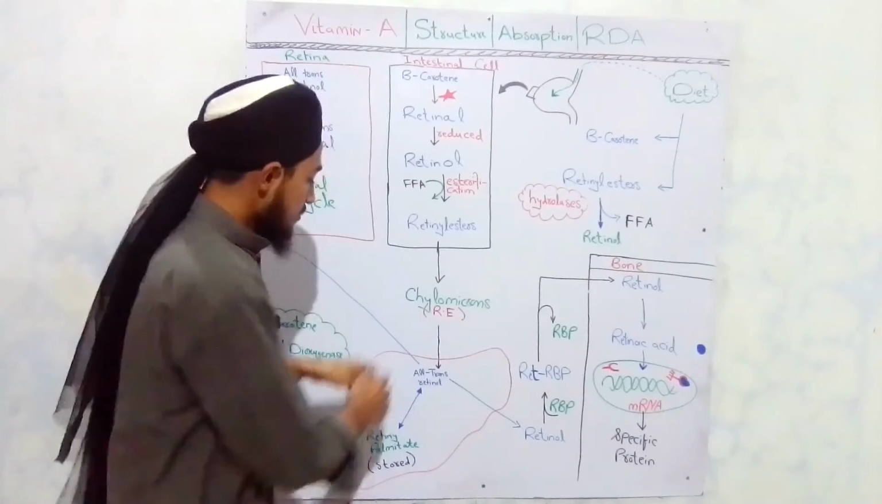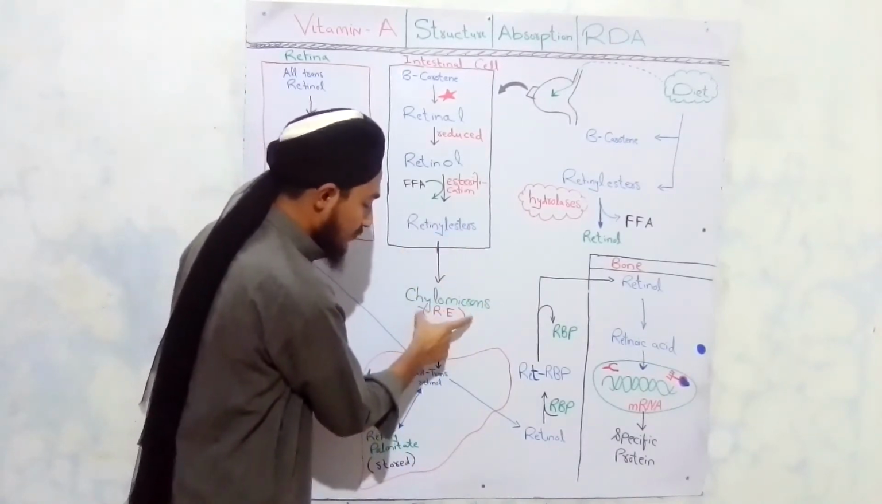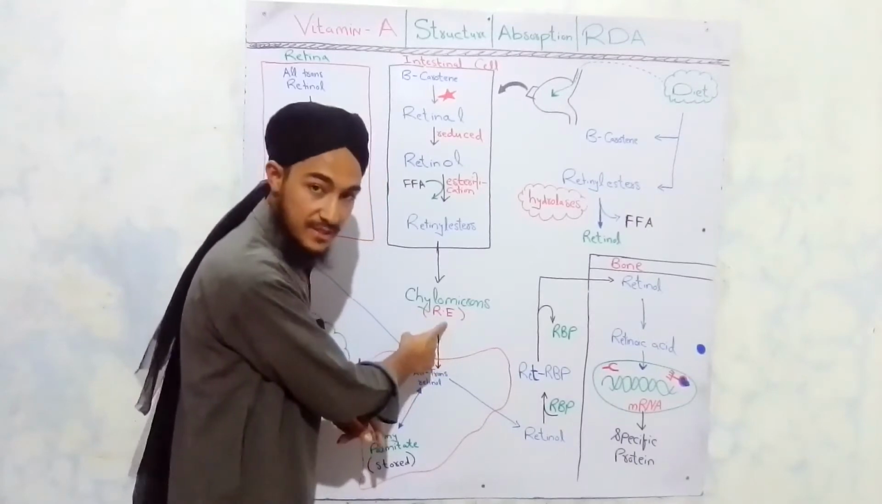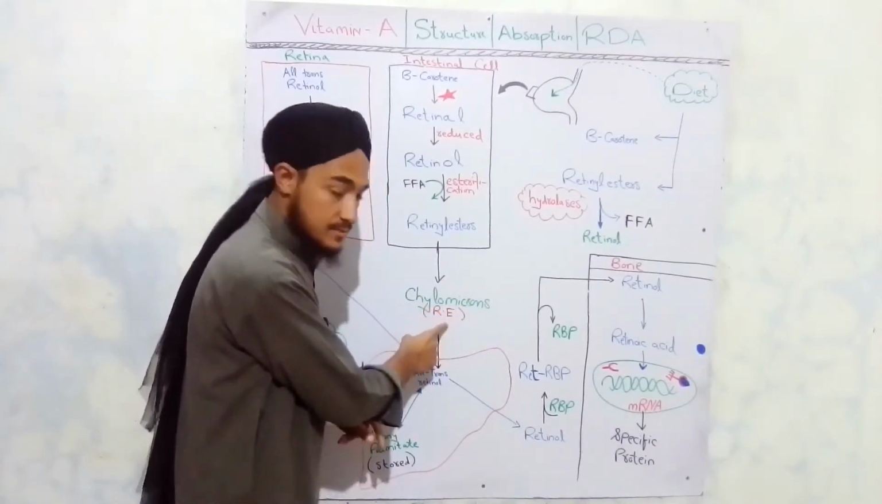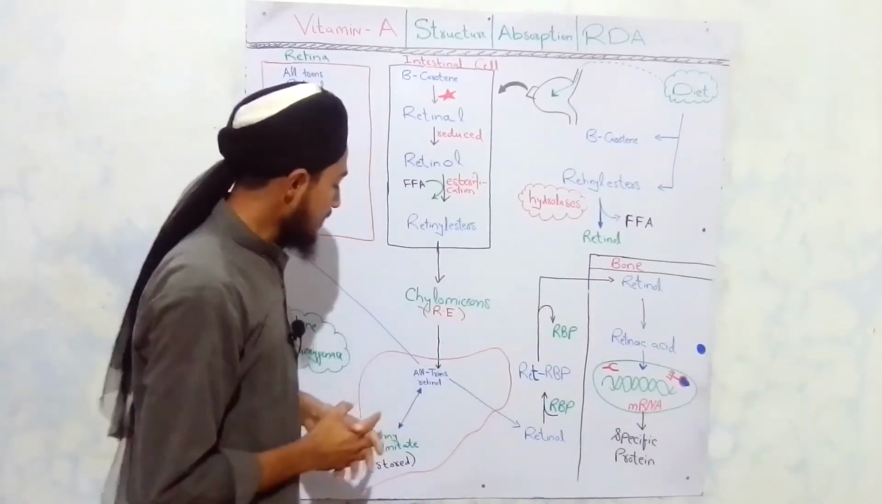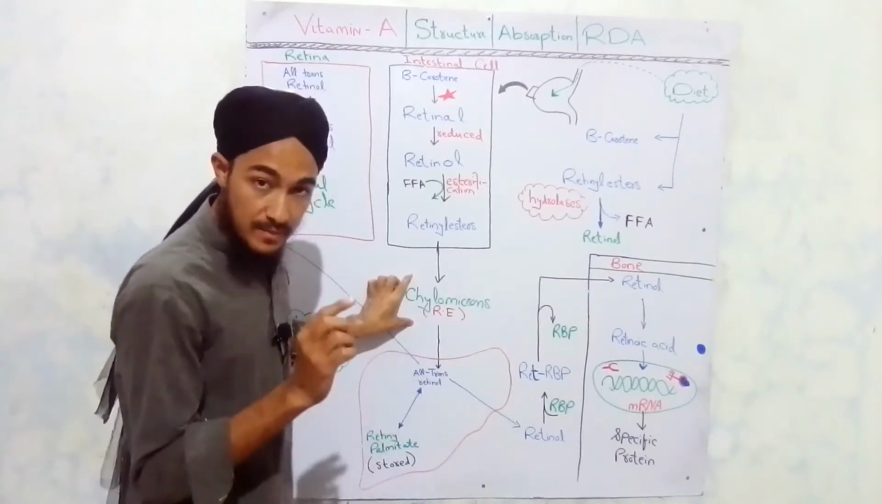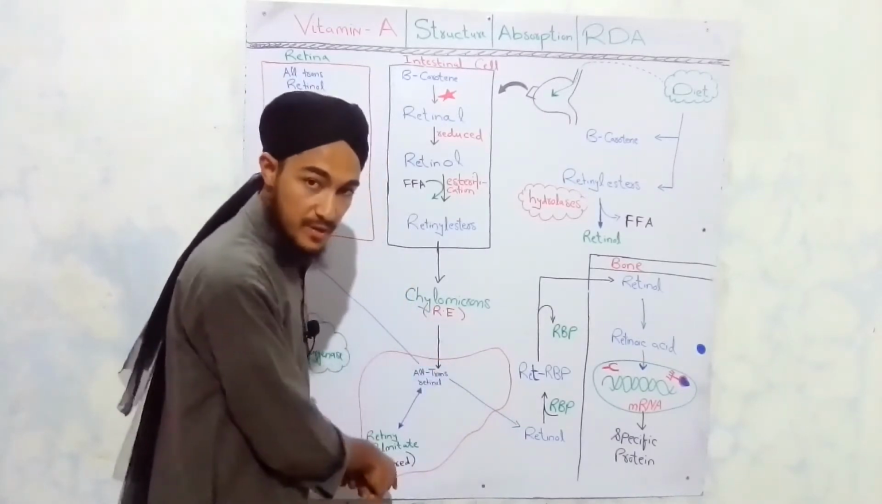Then these retinol esters are incorporated into chylomicrons, and those chylomicrons move through the lymphatic system of our body. So these are the chylomicrons, and these retinol esters are incorporated in them. RE means retinol esters, and these chylomicrons along with the retinol esters move through the lymphatic system of our body, and from the lymphatic system these chylomicrons enter into the liver hepatocytes.